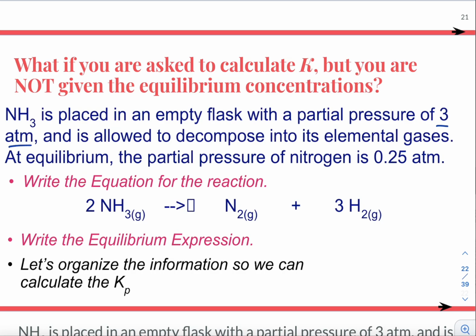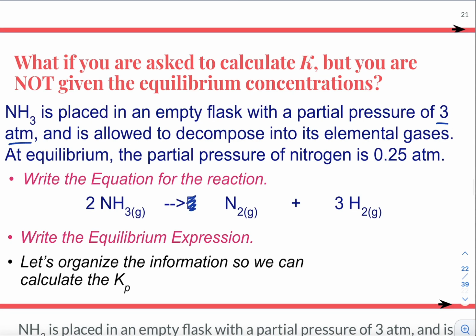Okay. So here's how you would do a problem like this. Ignore that extra bit. So here is the reaction that is explained. You have NH3 and it decomposes into N2 and H2, and then to balance it, you write those things there.